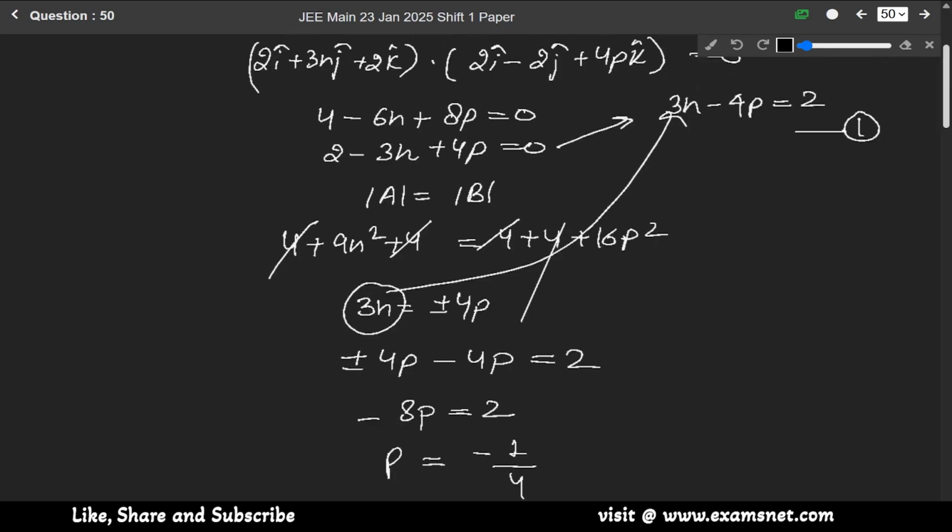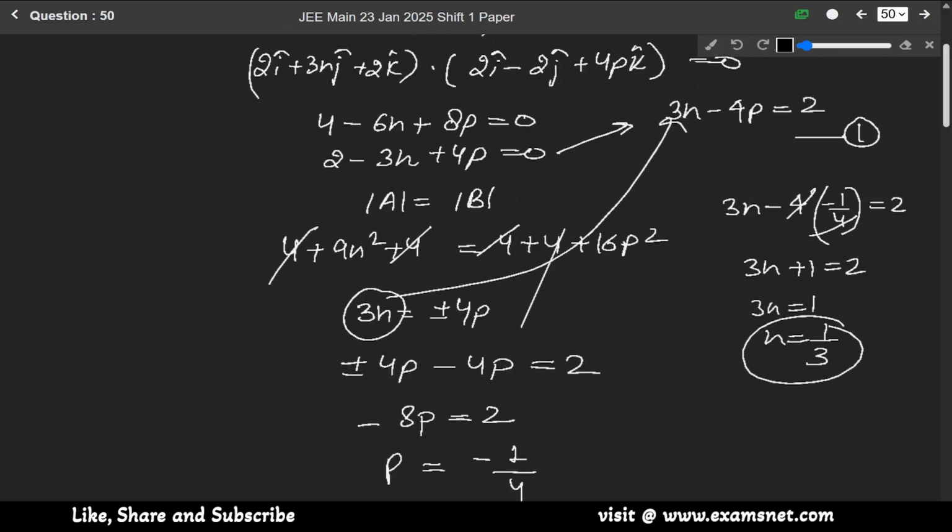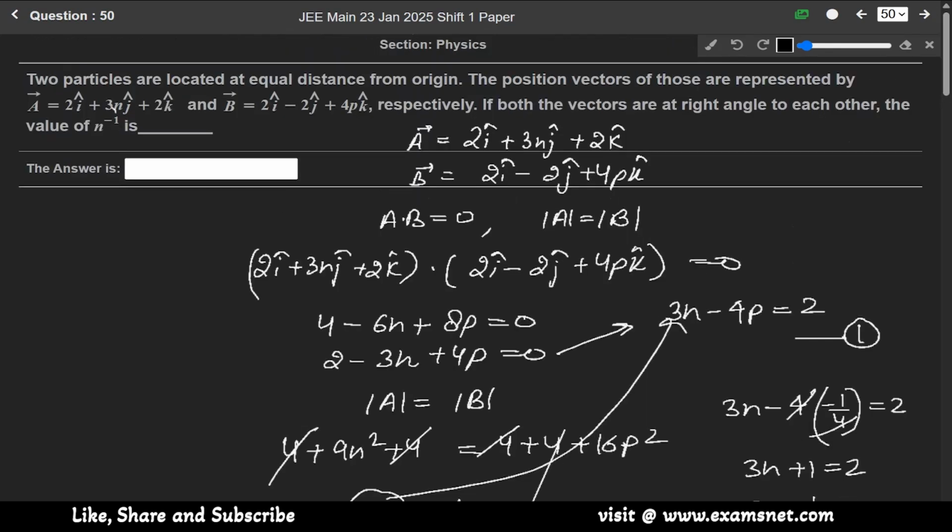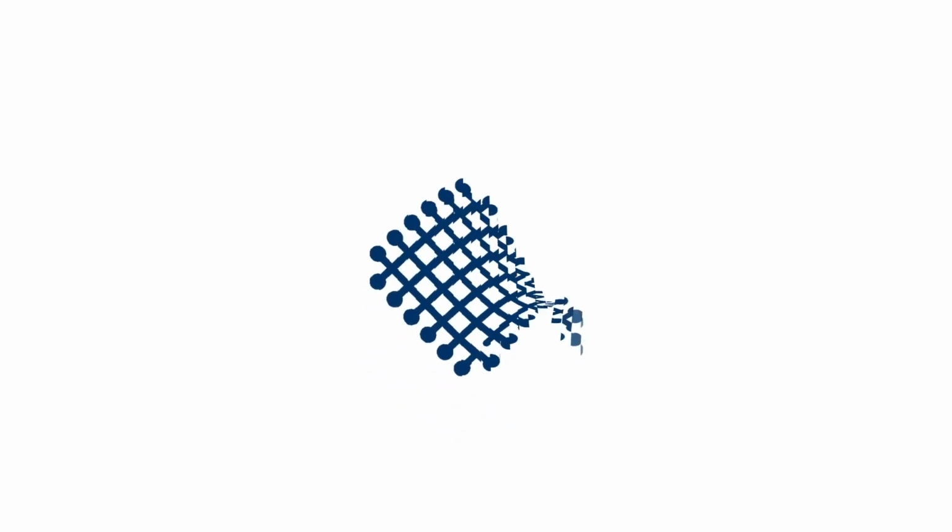So when we put its value here, we get 3n minus 4 into minus 1 by 4 is equal to 2. So 3n plus 1 equals 2. 3n equals 1 means n is equal to 1 by 3. So we have to find the value of n inverse. If n is equal to 1 by 3, so n inverse will be 3 only. Okay. So our answer is 3.